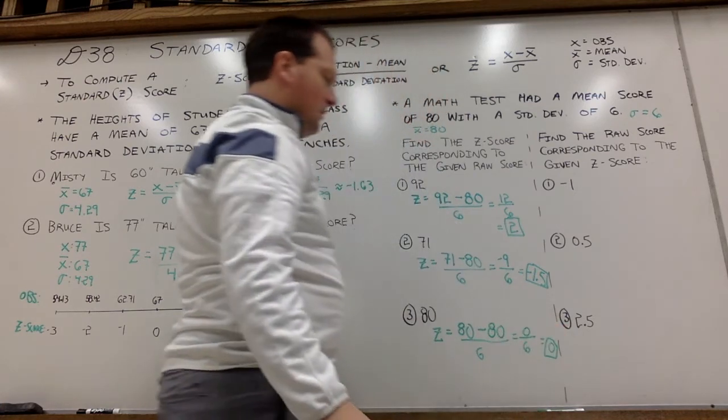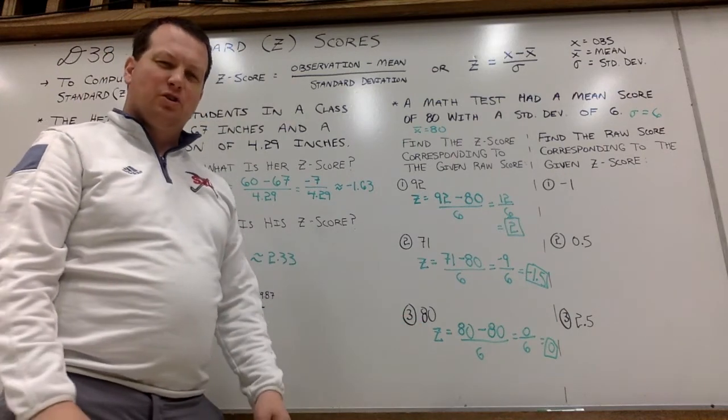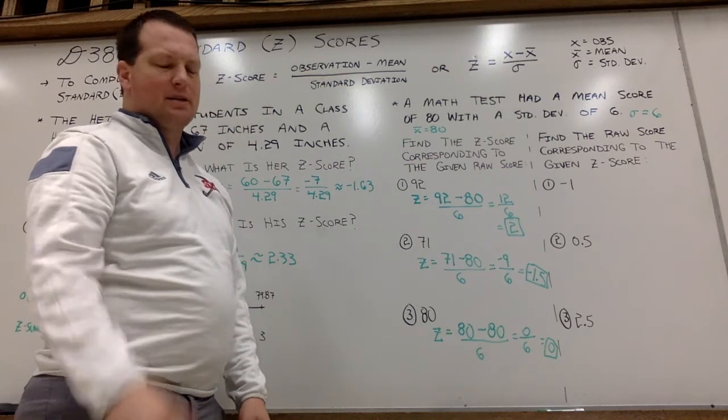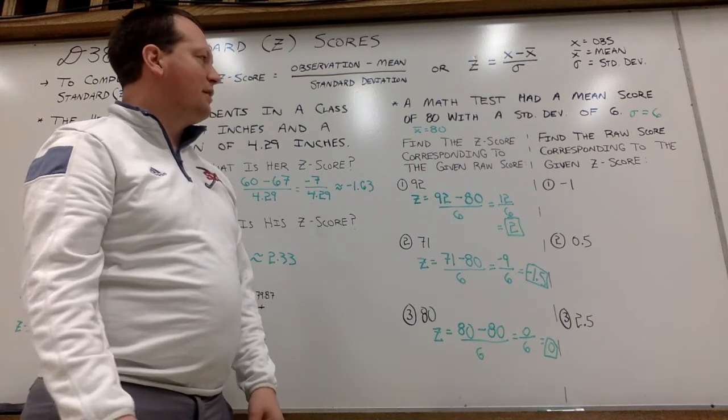So there we have it. Again, a z-score of 0 would be average. You're just average. You're a 0. You're not special either way. I take that with a little sarcasm. I hope you can hear that.